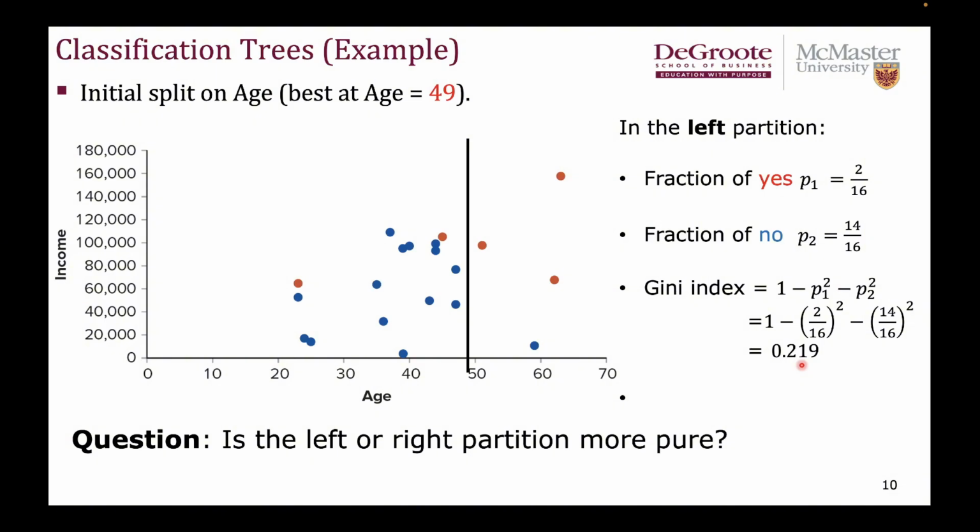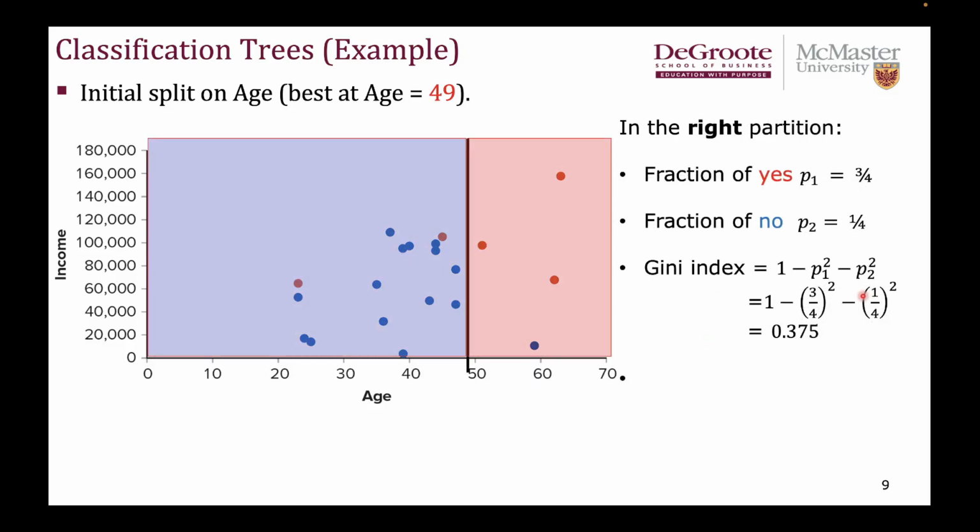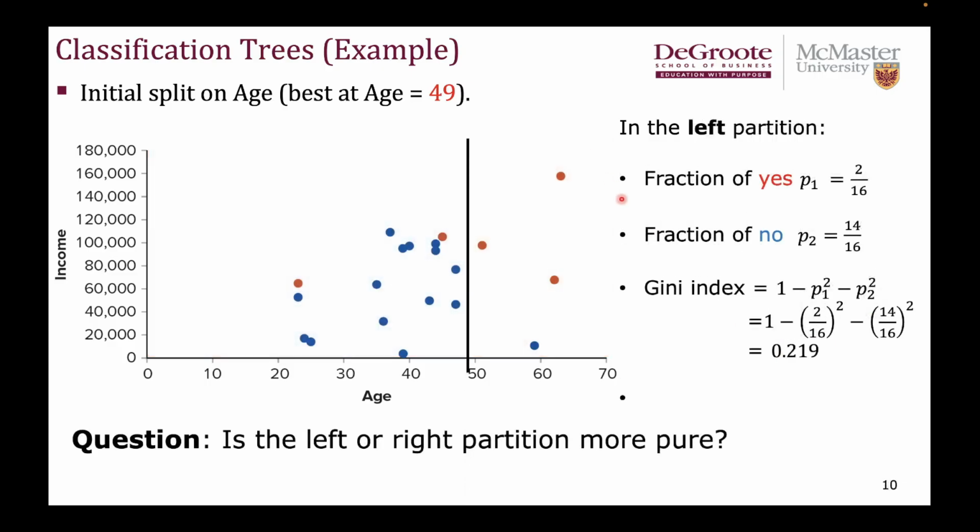Okay. So now a question, we have two numbers. If you remember, the previous number for the right partition is 0.375. That's the Gini index value for the right partition. Now the left partition has a Gini index of 0.219, a slightly smaller number. Question: is the left or right partition more pure? So what do you think? I mean, the purer the better, right? Because ideally, I want a region to have only one type of data point so that I will be more confident to say that this region will have the prediction equal to the predominant data points.